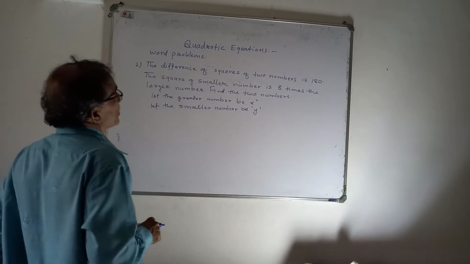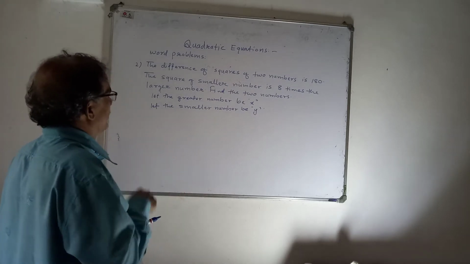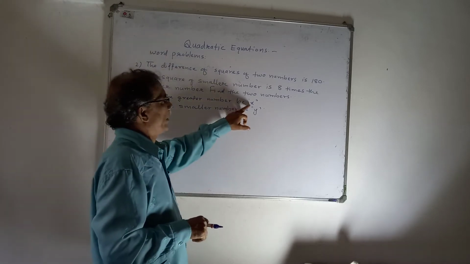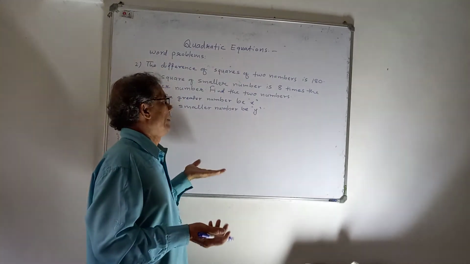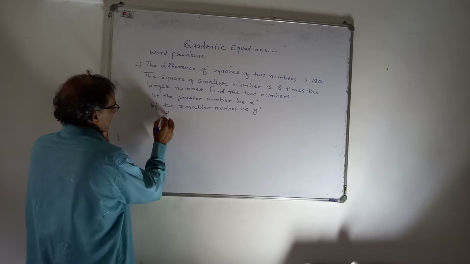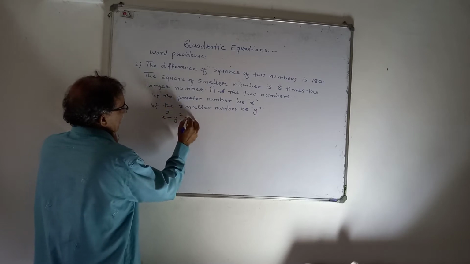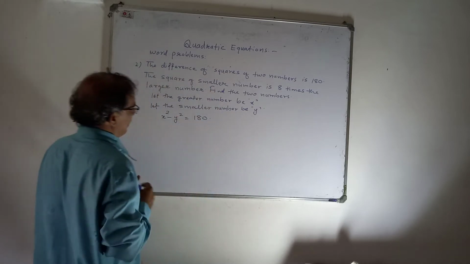Now the difference of squares of the two numbers is 180. Difference of squares. So what is the square of x? x square. Square of y? y square. So difference of squares means we can write x square minus y square is equal to 180. So this is the first information given.